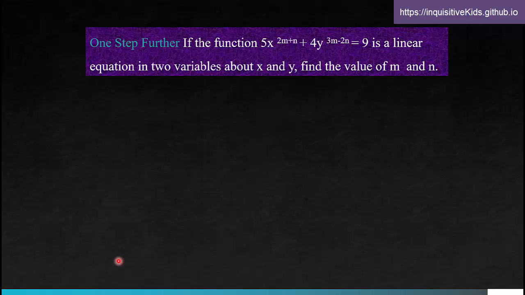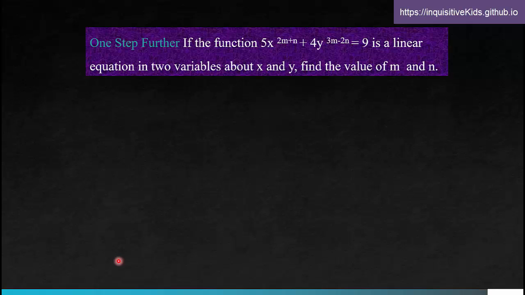Let's take this one step further. If the function y x to the power 2m plus n plus 4 y to the power 3m minus 2n is equal to 9, and that's a linear equation in two variables about x and y, find the value of m and n. And whenever you see a question say about x and y, it means that x and y are the two variables in this case. So what is the value of m and n?